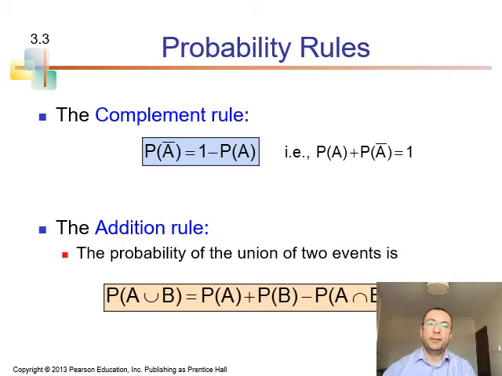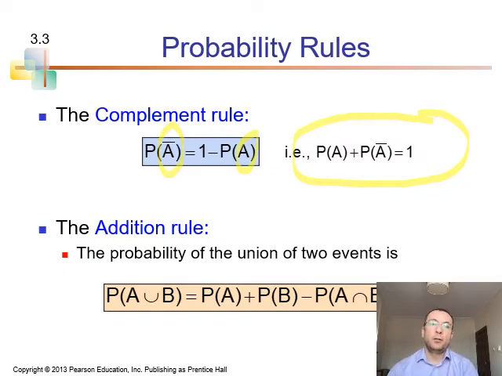Now, let's say we have an event and we have the complement. So we have the event A and we have the complement, A complement. Now, the probability of the complement is equal to 1 minus the probability of event A. So let's say if the event A has a probability of 0.4, the probability of A complement will be 1 minus 0.4, which is 0.6. So in any case, the probability of the event plus the probability of the complement of that event will be equal to 1.